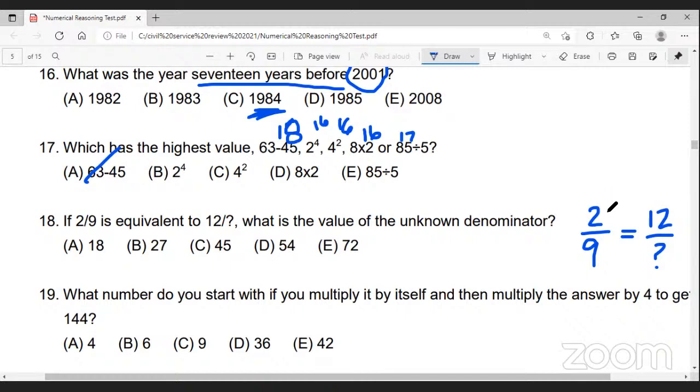Miss Jem, 6? That is the greatest common factor, GCF. We will multiply 6 from 2 to get 12. That will be the same number to be multiplied here in 9. 9 times 6, what's the result? Miss Jem, are you now clarified? Yes, ma'am. 54. Okay?